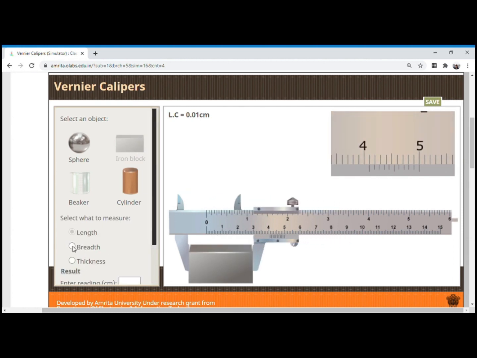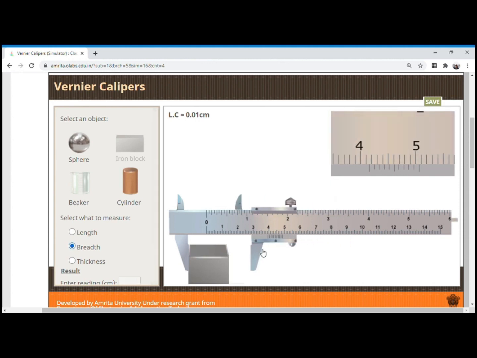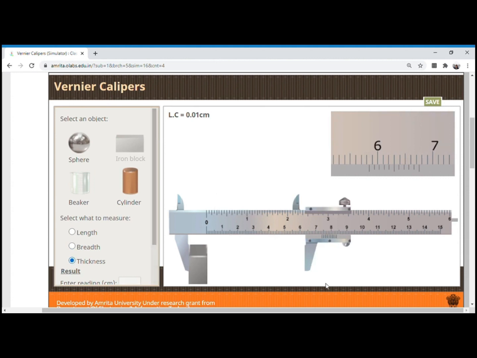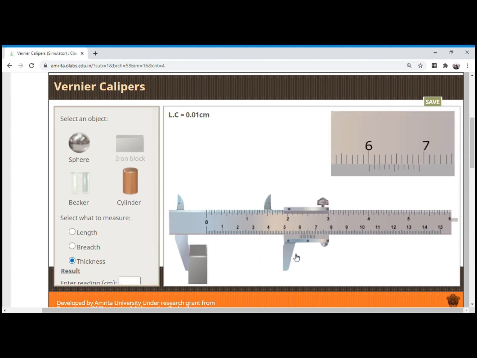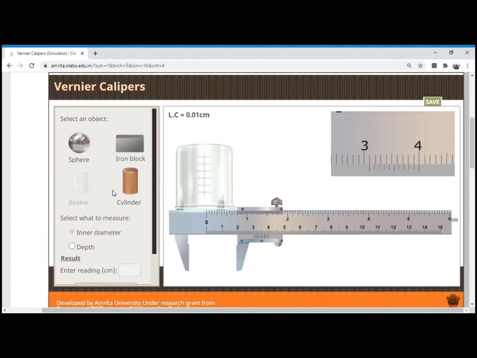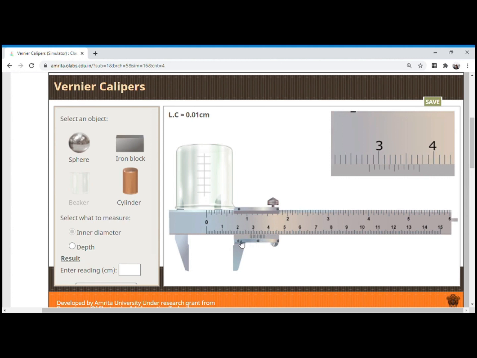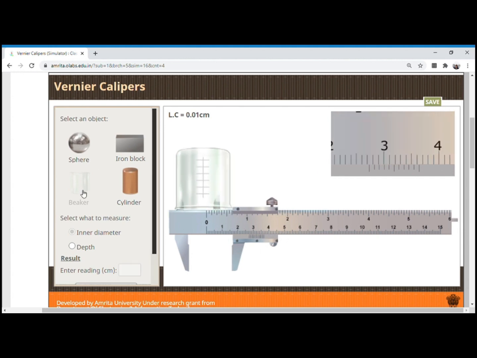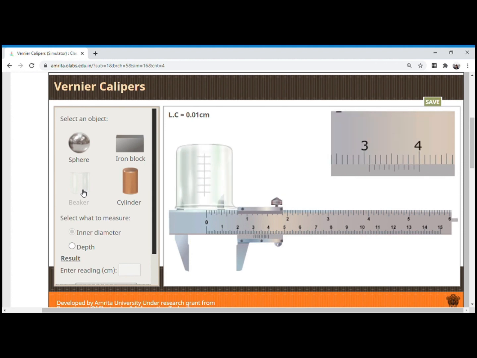the breadth, and the thickness of the object. And we can measure the inner diameter of a measuring cylinder, that is the function of the inside jaw at the top. We can change the size of the cup, and we can measure the outer diameter of a cylinder or the length of a cylinder.